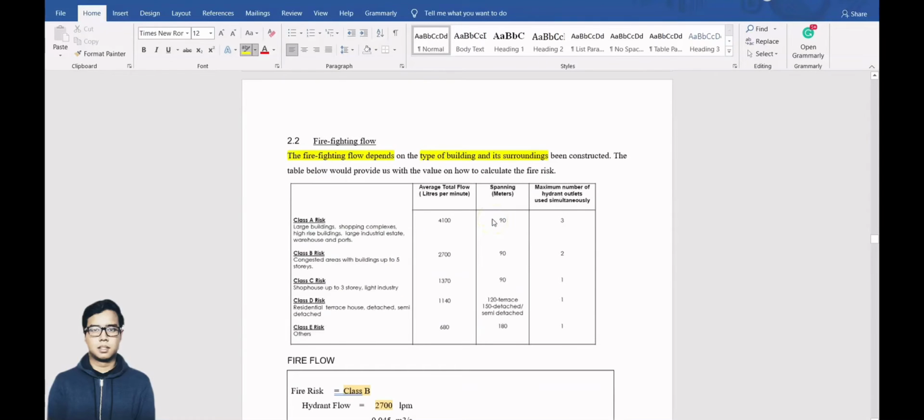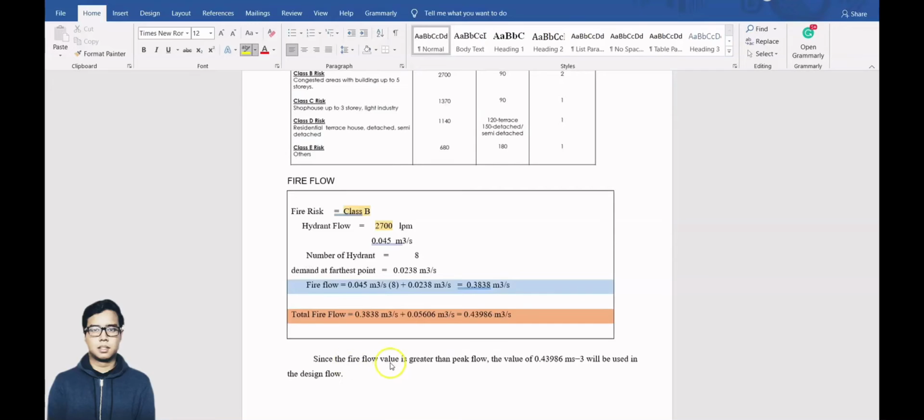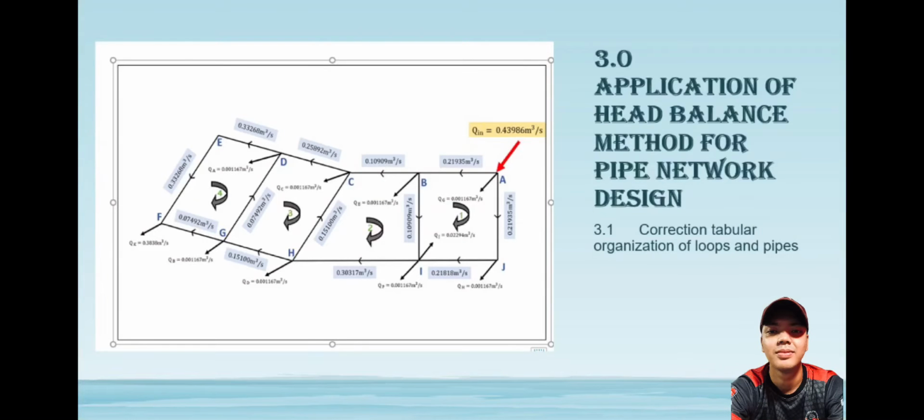The firefighting flow depends on the type of building and its surroundings. This is a table that shows the class risk. So the most suitable one is class B risk. Since the fire flow value is greater than the peak flow, we will be using the fire flow as our design flow. This picture shows us the correct tabular organization of loops and pipes.